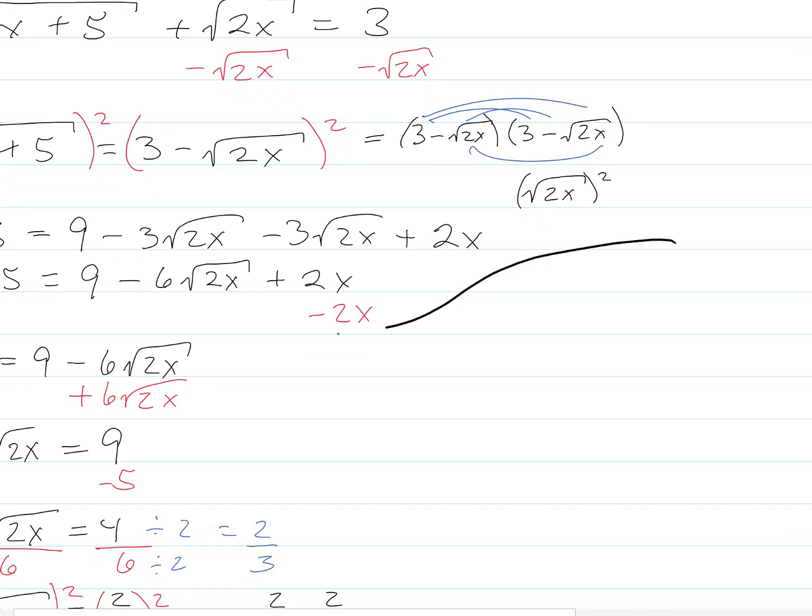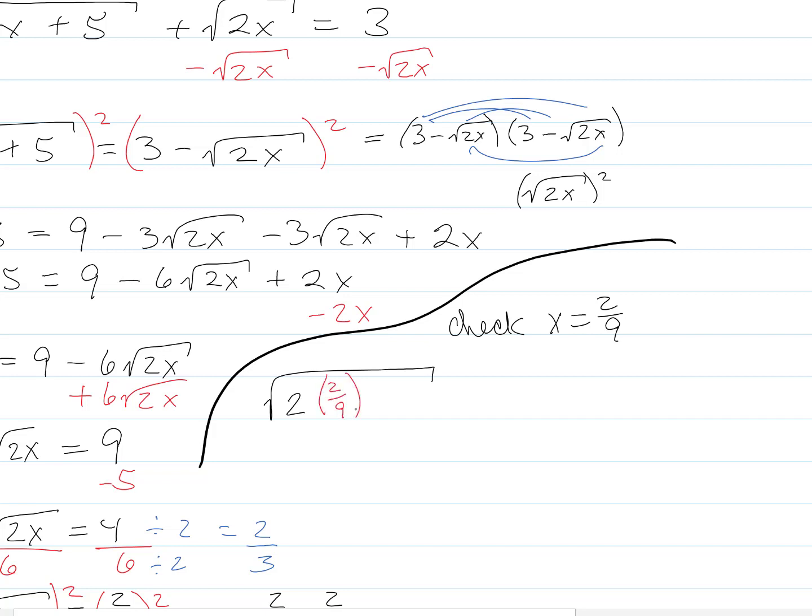All right. So I want to check x equals 2/9. So the original problem was the square root of 2 times x plus 5, and then plus the square root of 2 times x. I know you can't see all of it right now. And I want to know, is that going to be equal to 3?